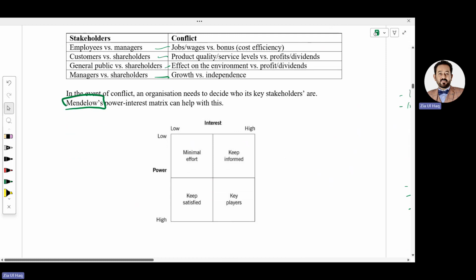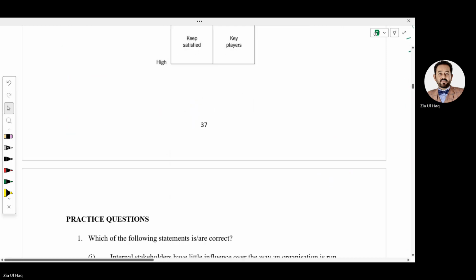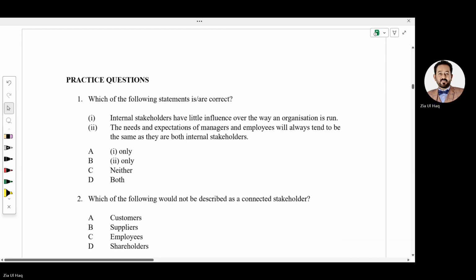Can you understand this Mendelow matrix? Chapter finish. Oh my. Is that too short?